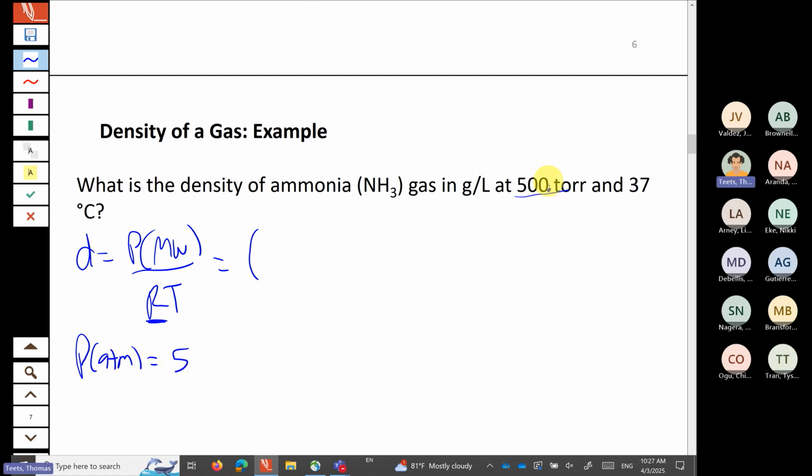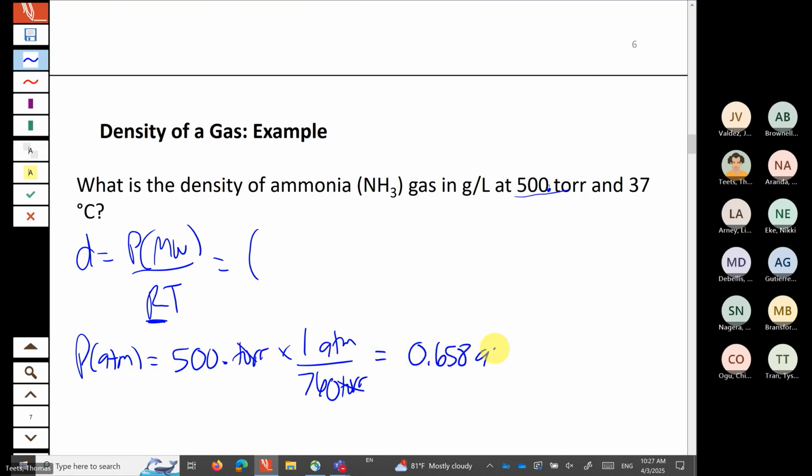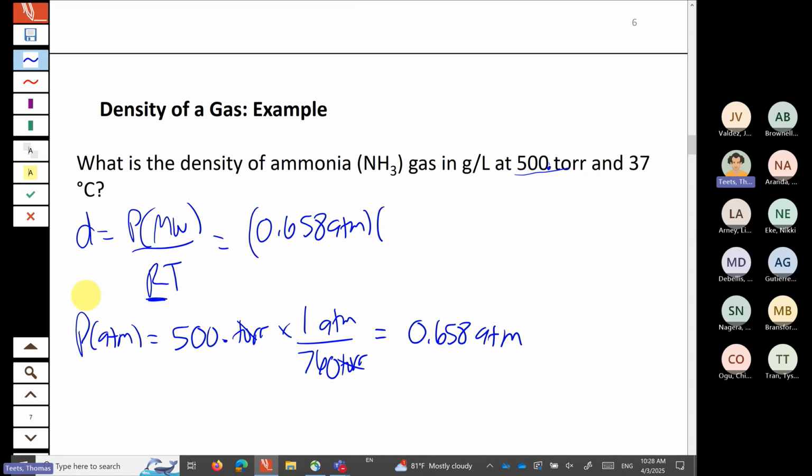Assume that this has 3 sig figs. I forgot to put the little period there, but 500 torr, and then 1 atmosphere is 760 torr. So we'll get 0.658 atmospheres for the pressure in the correct units. Just a conversion.